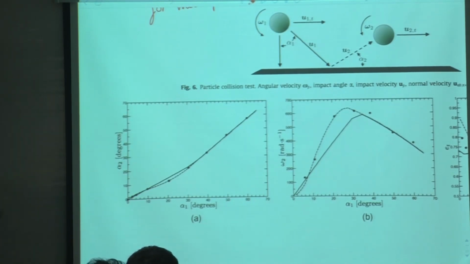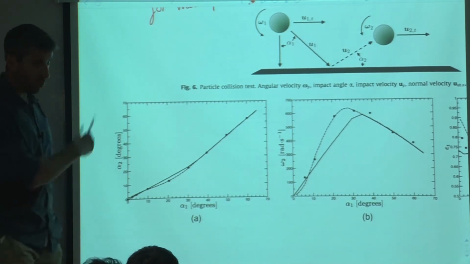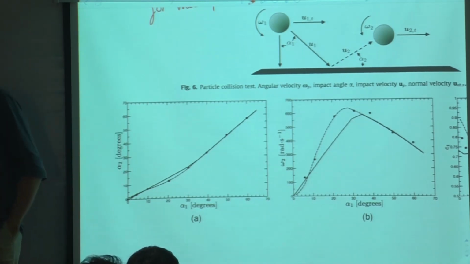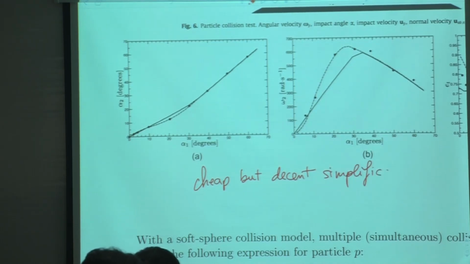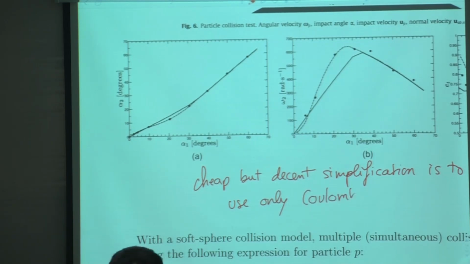Okay, so I'll show you some use of those types of algorithms tomorrow, and this is systematically the assumption we'll be making. So I'll just say that the cheap but decent simplification is to use only a Coulomb friction law.